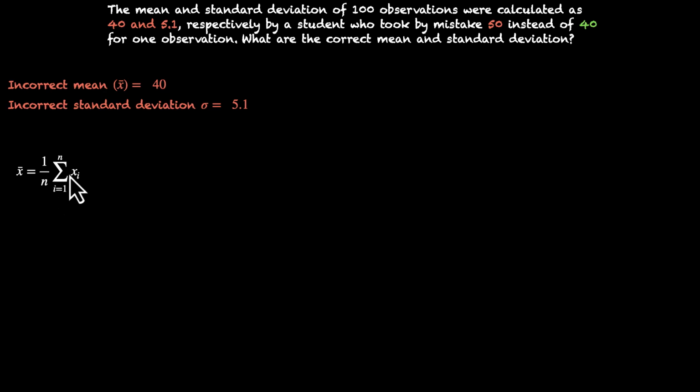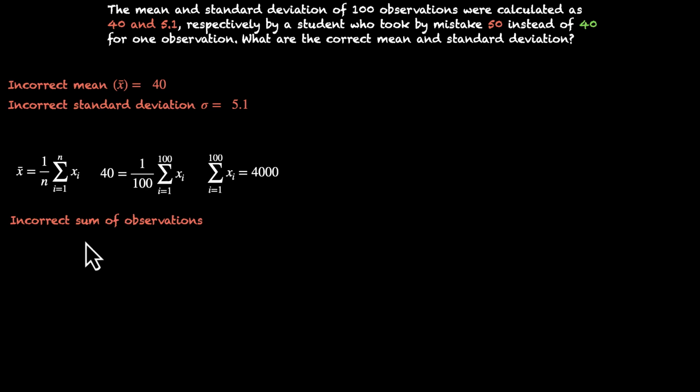Mean is 1 by n summation xi. That's the sum of all the observations divided by n. Now n is 100, mean is 40. This can help us figure out what the incorrect sum of all the observations is. So that's 40 equals 1 by 100 times summation xi. This means summation xi is 40 times 100, that's 4000. Or we can say that our incorrect sum of all the observations is 4000. So when we were figuring out our mean and standard deviation, because of our mistake, we took the sum as 4000. We can fix this.